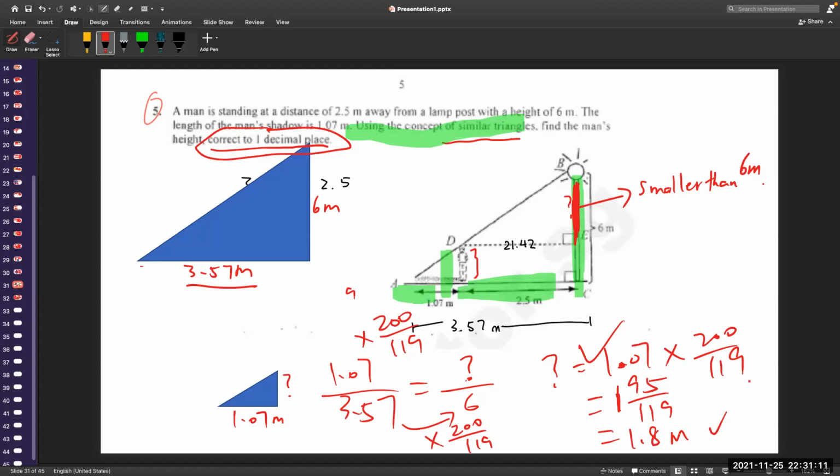If you get 2.9, it doesn't make sense. I don't know the tallest person around, I think is 2 meters plus. So if you get 2.9, it's quite questionable. Sometimes you get an unreasonable answer, then you have to double check. But this is the concept: make use of the length ratio. All right, let's move on to the next one.